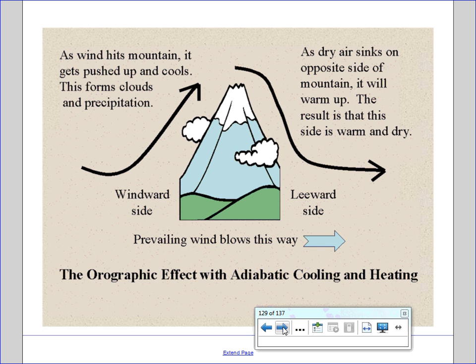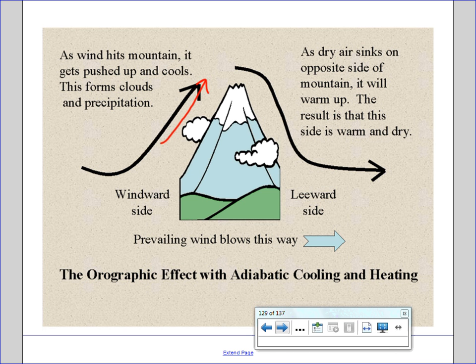What happens is when you have a mountain barrier there, the windward side is the side that the wind is hitting. That forces the air up the mountain. And as it goes up, we've discussed this in weather, how it cools. If it cools to the dew point, that's going to form clouds and precipitation. So on the windward side, you get clouds, you get snow or rain, depending on the temperature.